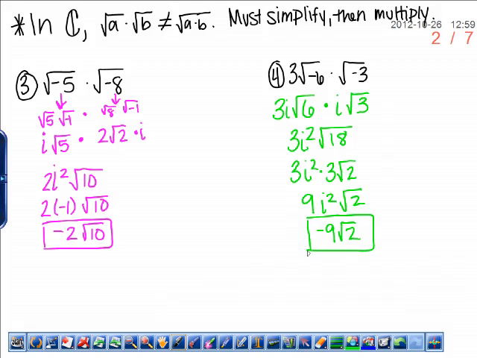How'd you do? What questions do you have on these steps? So after you multiply inside the radicals, you are allowed to simplify it again. Yes. Okay. Other questions? Okay.